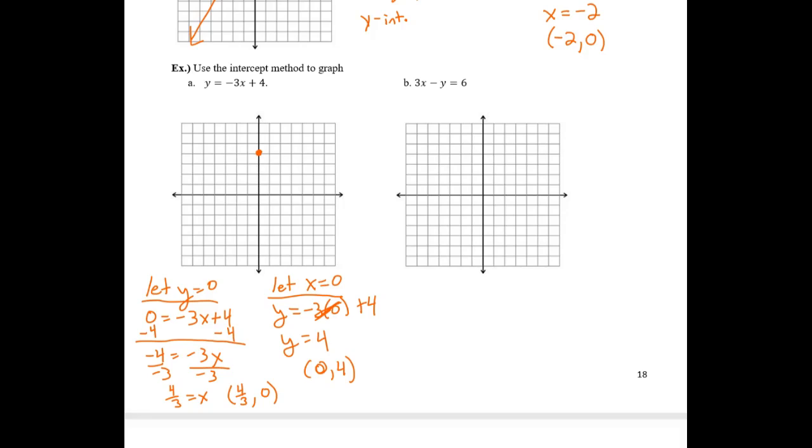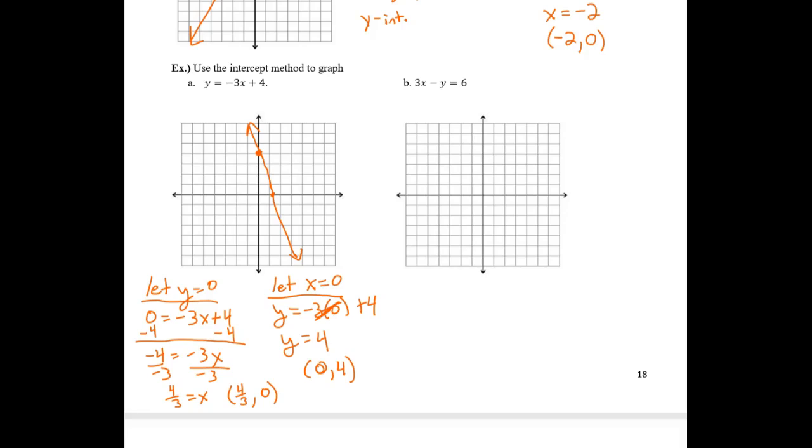And then 4/3 is the same thing as 1 and 1/3. So on the x-axis, I'm going to go over 1 and about 1/3 of the way there. Connect my dots. Making sure to fill my graph. And there you go. Not the best by freehand.